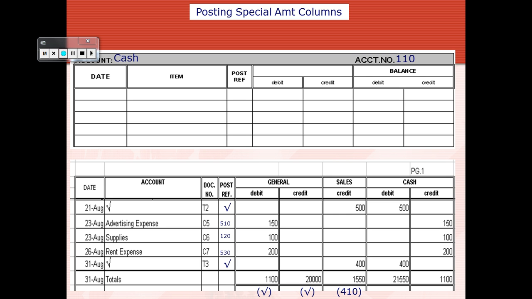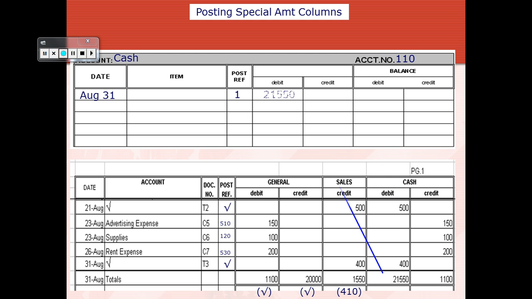Alright, so here we have it. We find our cash general ledger on page 1 of our notes. And we take the date and we put it up here. Next, just like before, post reference is the page number. Alright, and we're going to do our cash debit. That's what we're doing first.